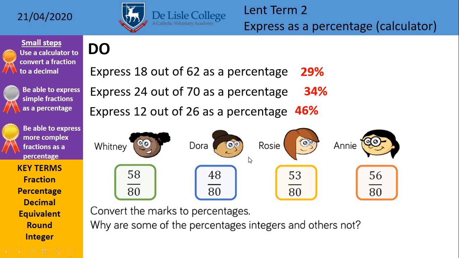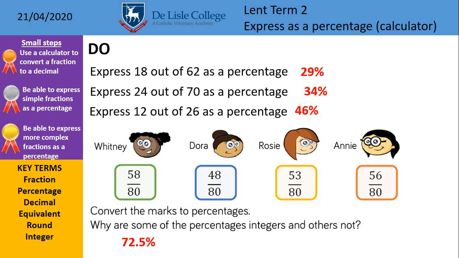The next question asks you for Whitney, Dora, Rosie and Annie, convert the marks to percentages. Why are some of the percentages integers and others not? So for the first one then, 58 divided by 80, and if you multiply it by 100 gives you 72.5%. 48 out of 80.